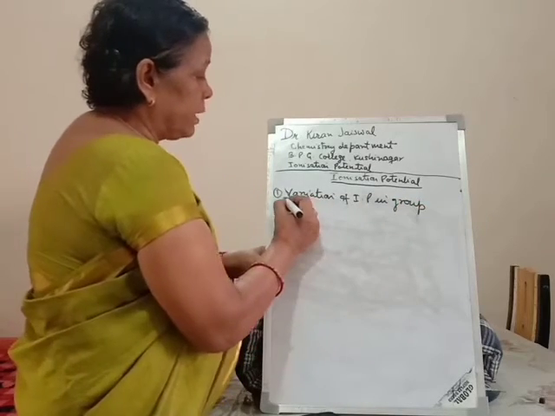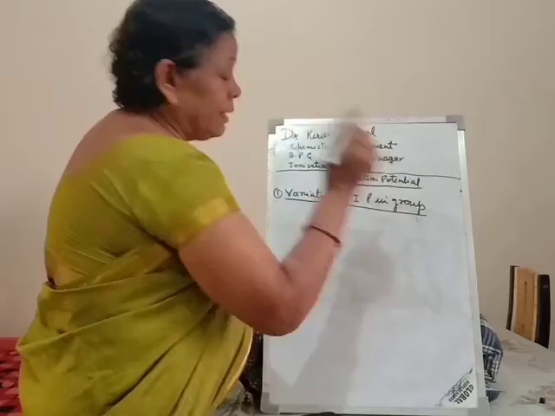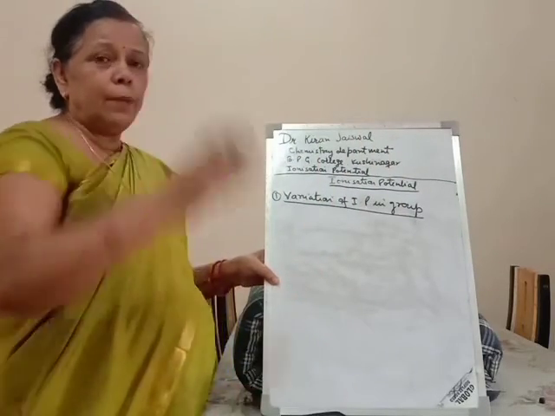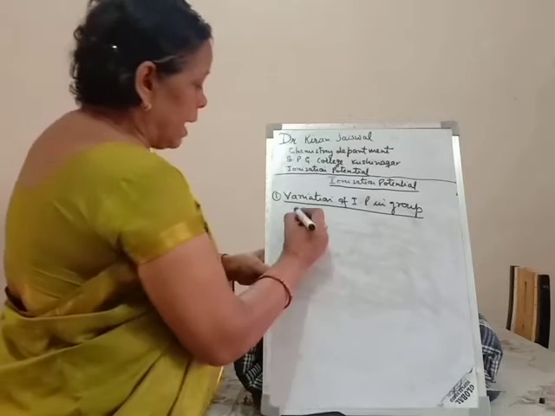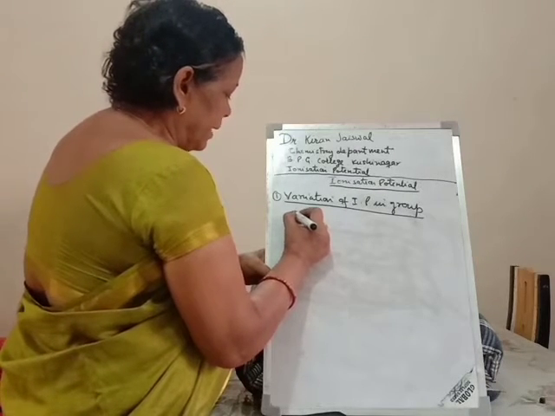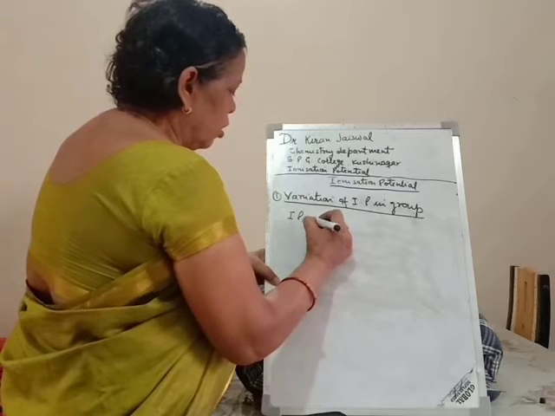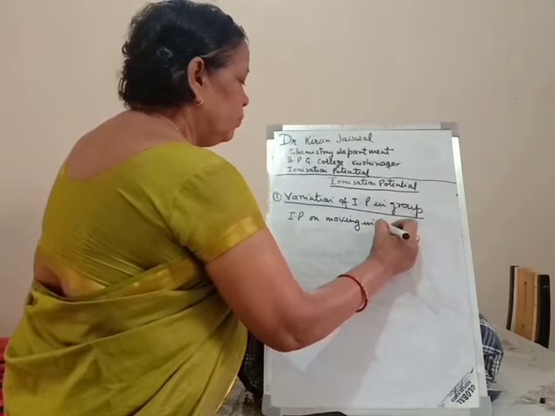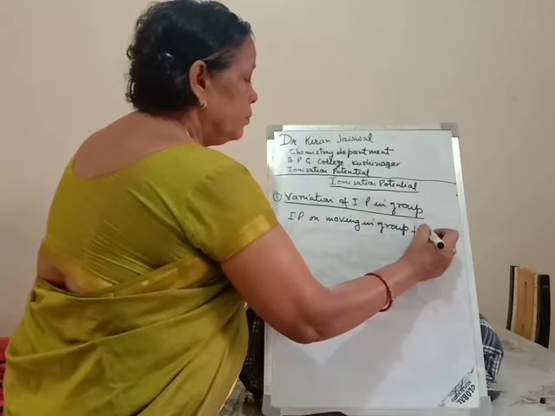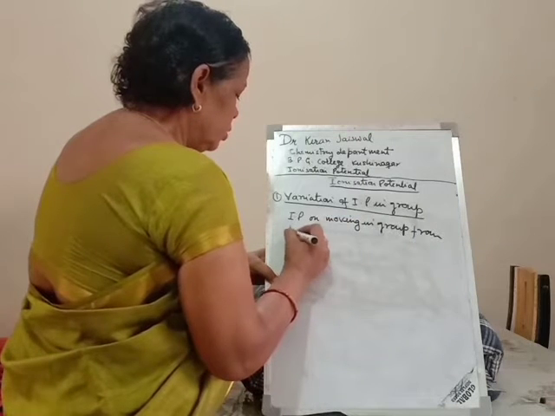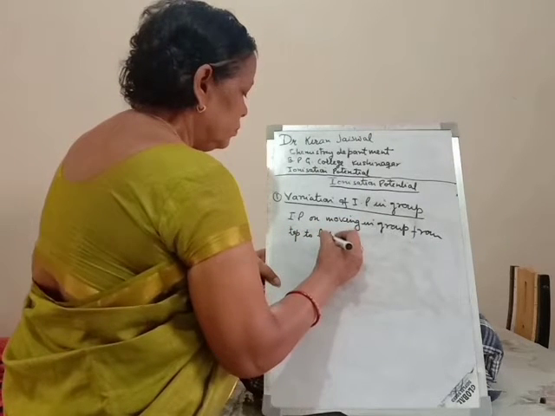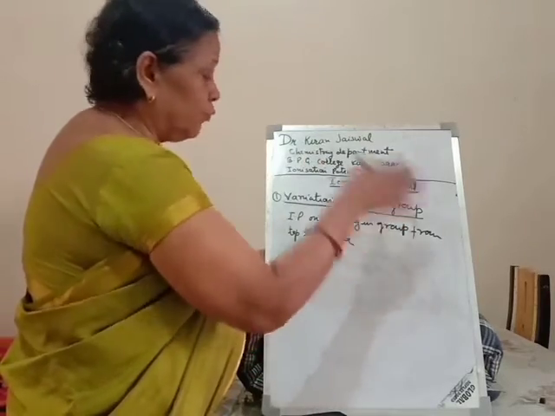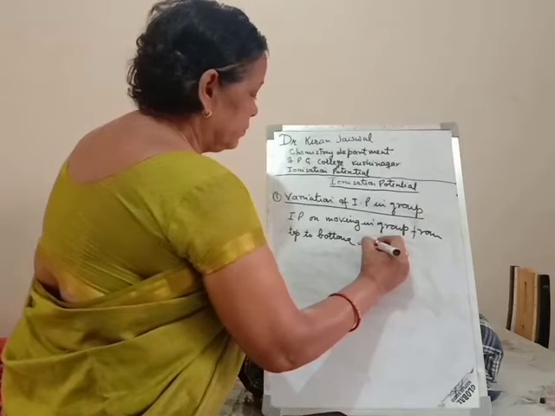Variation of ionization potential in group. The ionization potential on moving in group from top to bottom decreases.